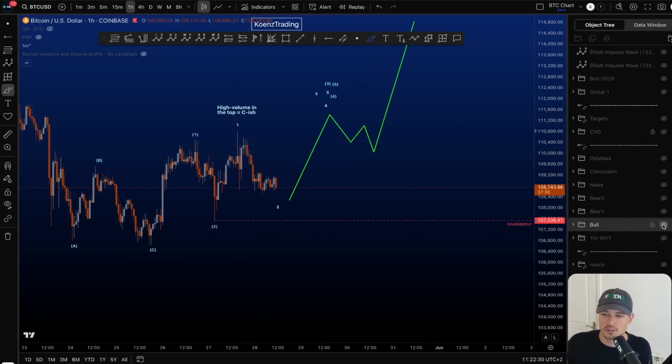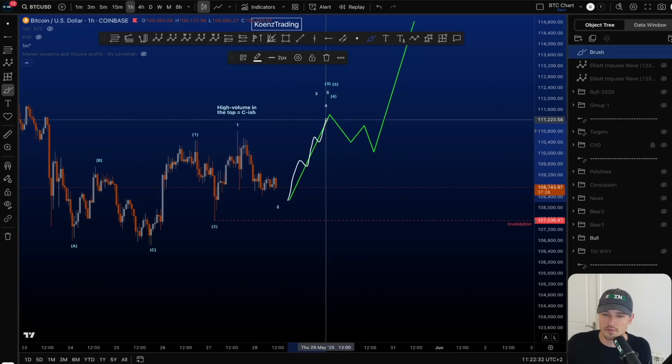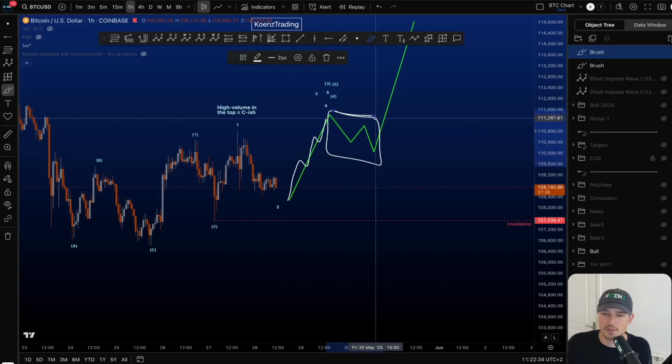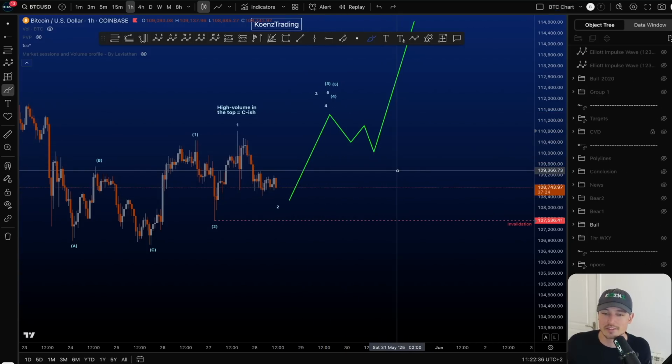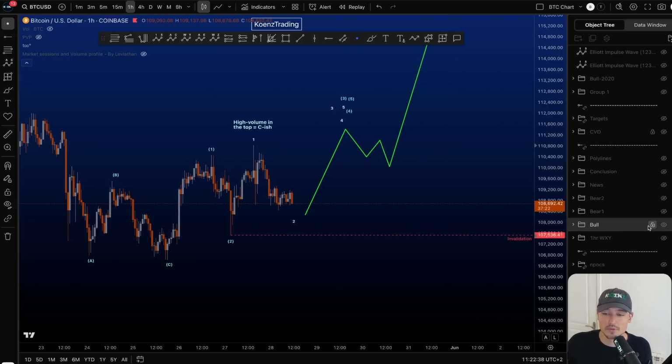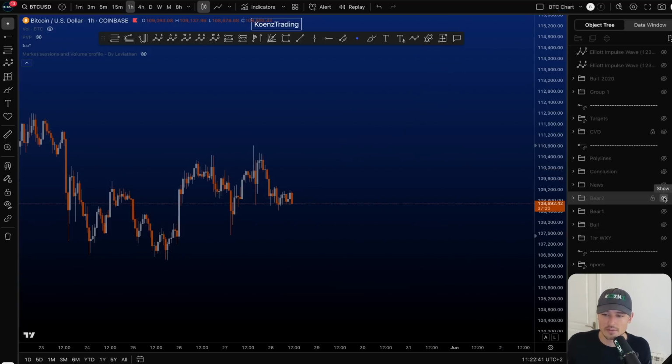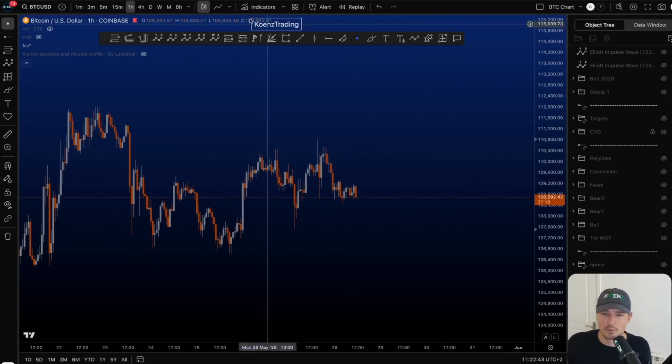In the bullish scenario, you also get a 5-waver, but this is a 3-wave corrective structure to the downside, not a 5-wave impulsive move to the downside, right? So that is an important difference.